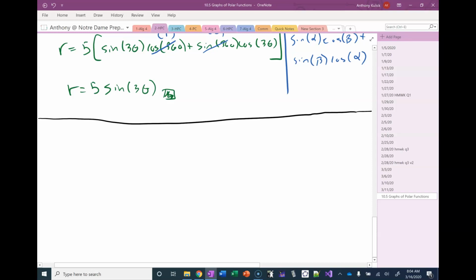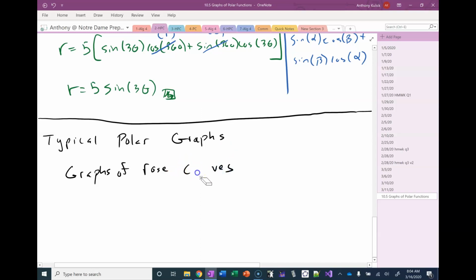What I want to do next is talk about 2 typical types of graphs in polar functions. And there's 2 that we're going to talk about here. The first kind is rose curves. Rose like a flower. So we'll just start with some general information.